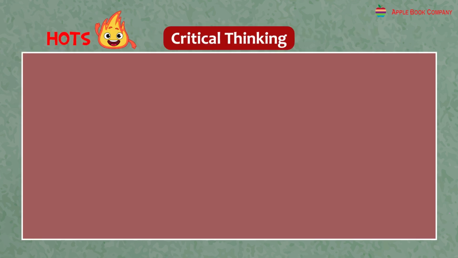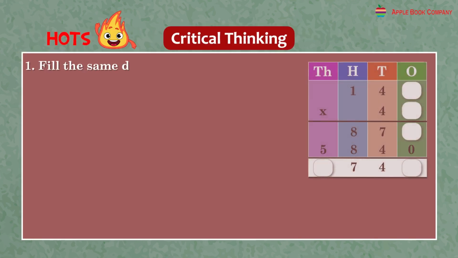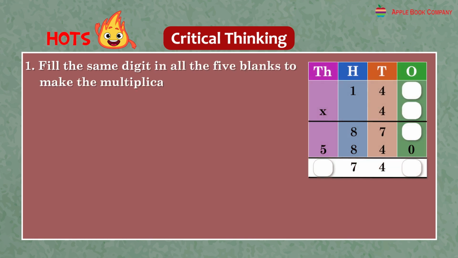Let's do some critical thinking. Fill the same digit in all the 5 blanks to make the multiplication correct. And the right answer is 6. So, 146 multiplied by 46 is giving you an answer of 6746.